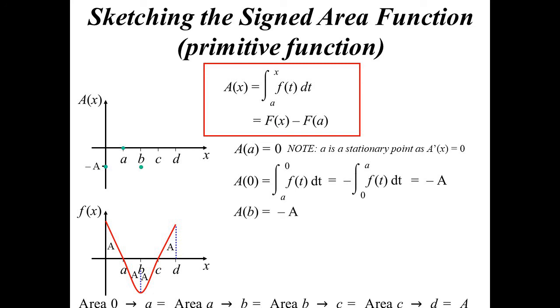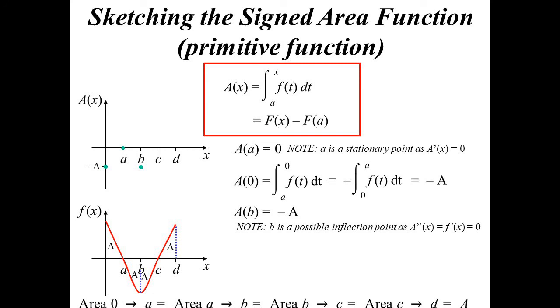Next key point, let's have a look at B. Well, area B would also be negative A. Because I know I'm going from A to B, well, I know the value of that integral will be this area, but it's below the axis, therefore it's negative A. Plot that in. By the way, B would turn out to be a possible point of inflection.